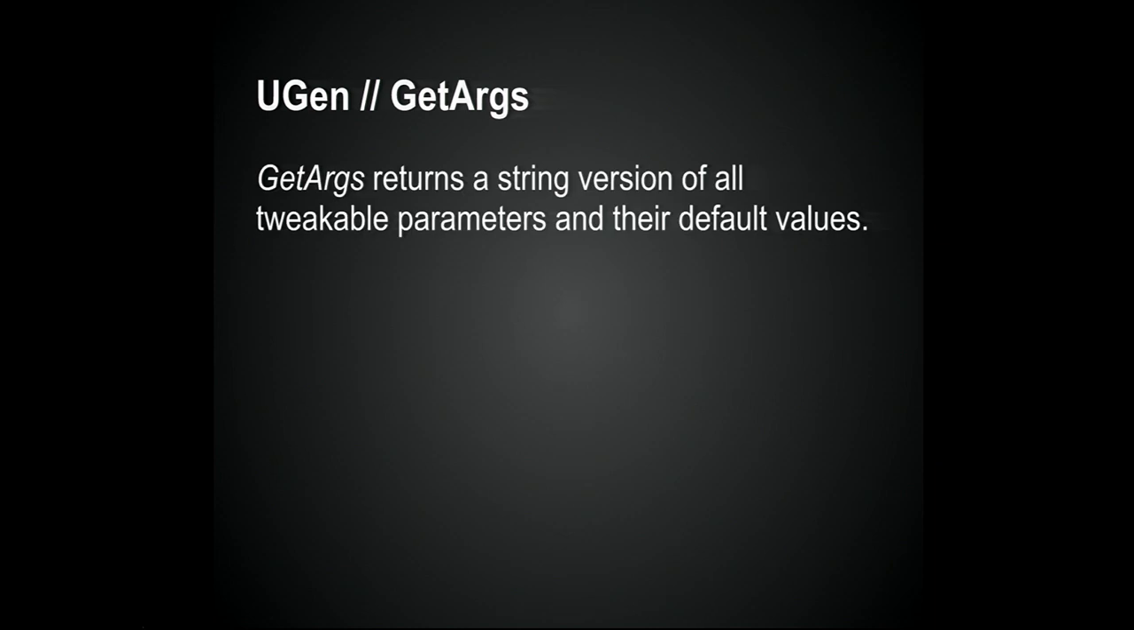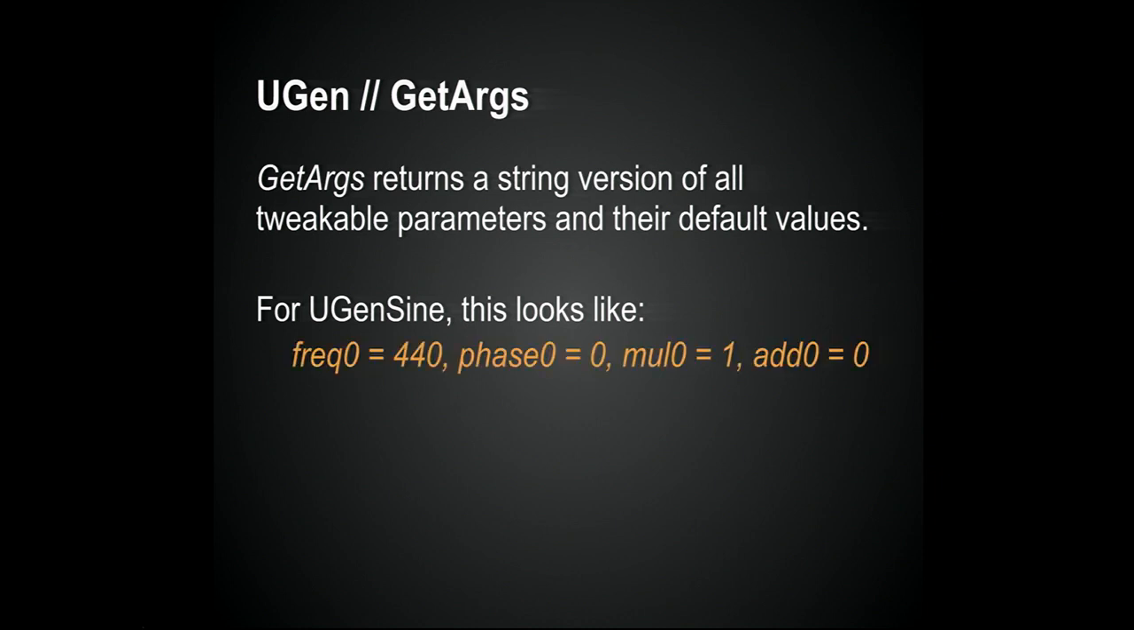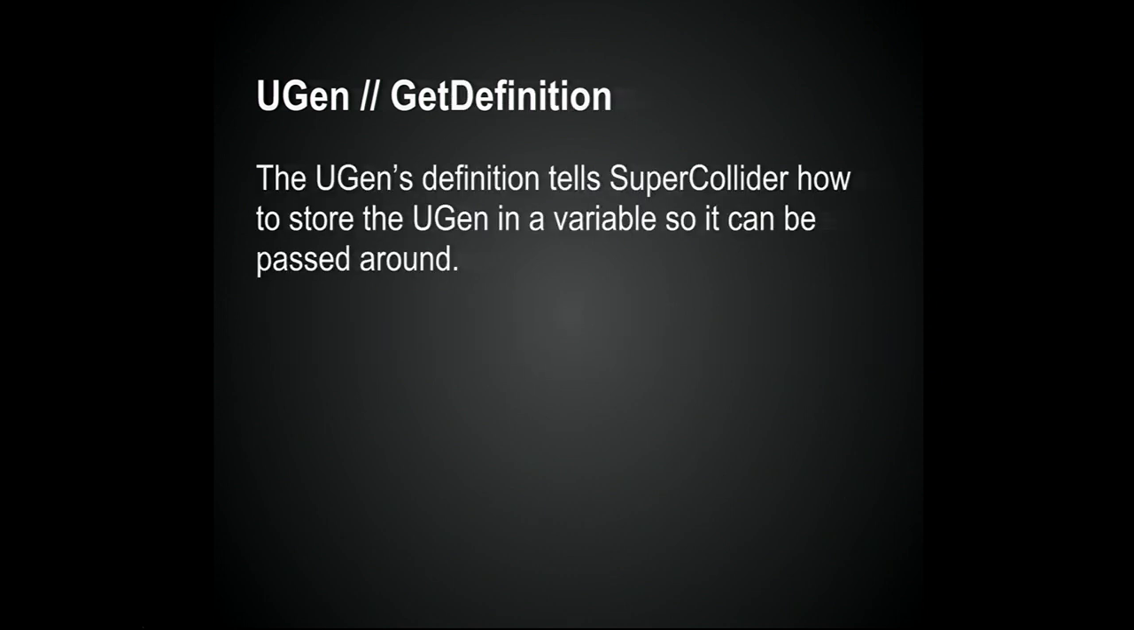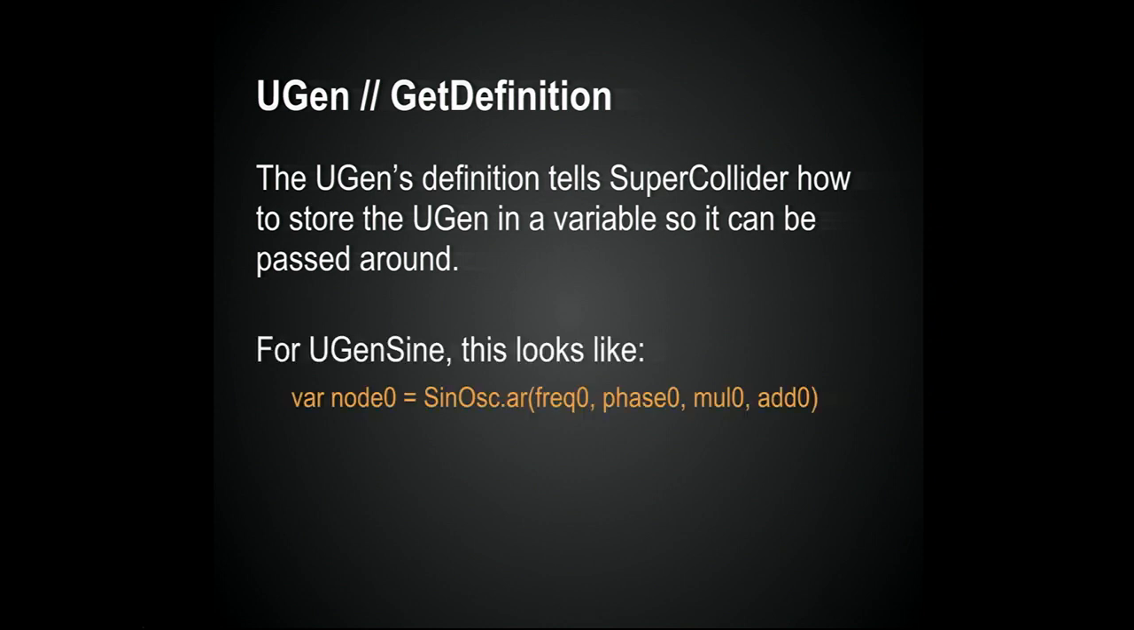Like I said, getArgs is one of those methods that every unit generator has to implement. It's just a list of all the parameters for that unit generator that you can tweak. And the other one is getDefinition. GetDefinition is the code that SuperCollider will execute to make this unit generator. Because basically what we're doing is we're building a string representation of our synth, sending it over to SuperCollider, and then letting it do all the heavy work. And for the sine generator, it looks like this. It's just the UGen call, and then it takes in all the arguments that we defined earlier.